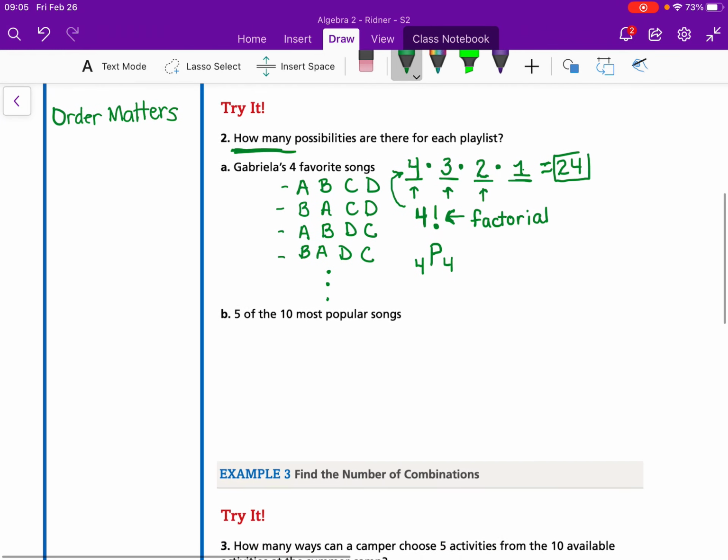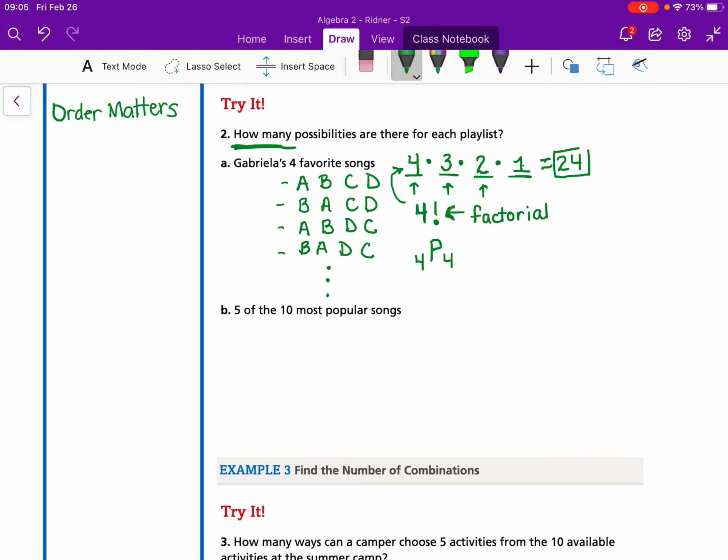Okay. So in this one, I'm only choosing 5 of the 10 most popular songs. So 1, 2, 3, 4, 5. I'm choosing from 10 songs. I choose one of the songs. I then have 9 choices. I choose one of the songs. I then have 8 choices. 7 and 6. Okay.